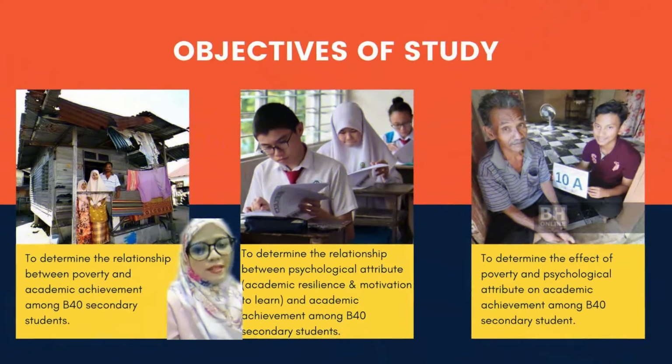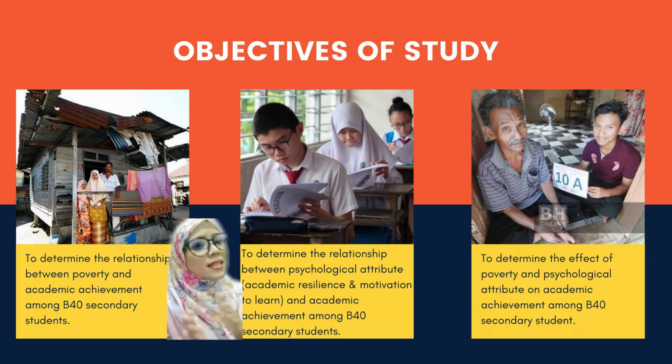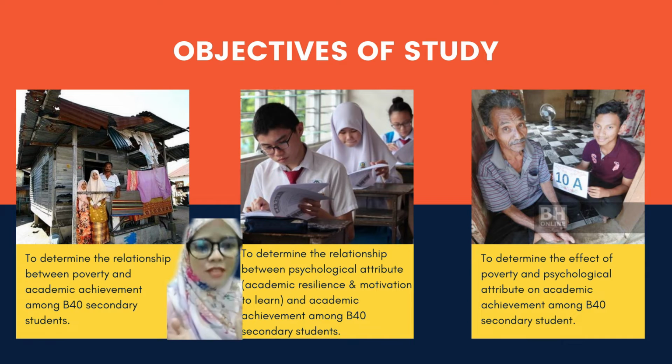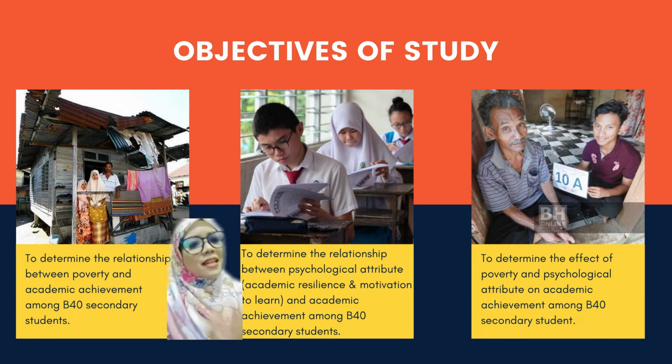The objectives of the study are: number 1, to determine the relationship between poverty and academic achievement among B40 secondary students. Number 2, to determine the relationship between psychological attribute and academic achievement among B40 secondary students. And lastly, number 3, to determine the effect of poverty and psychological attribute on academic achievement among B40 secondary students.